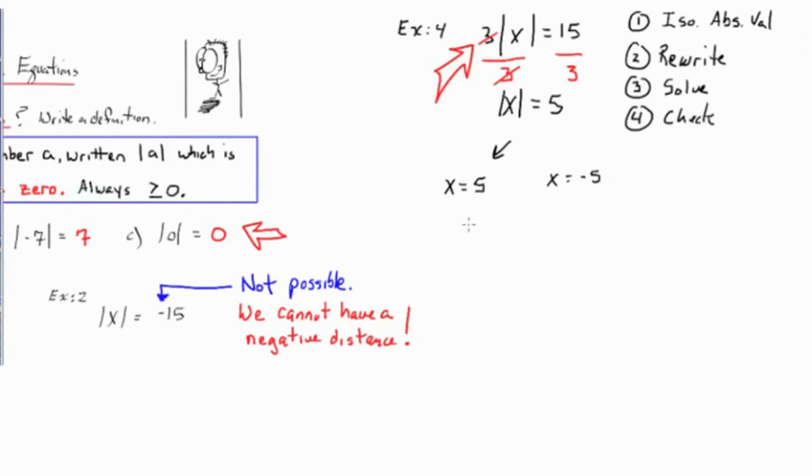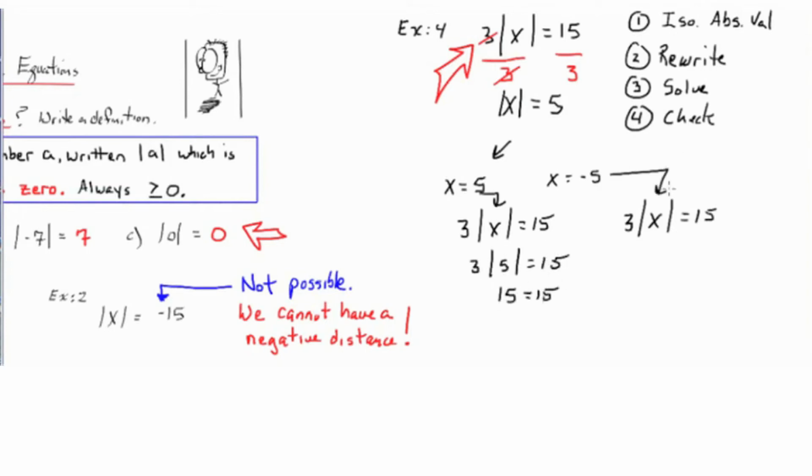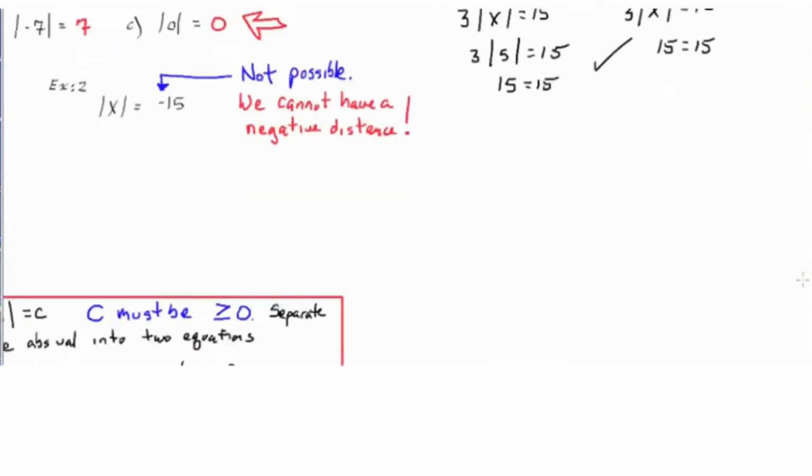Well, it's already solved for us, so let's just check it, put it back in the original equation, and it's going to work out. We get 15 equals 15 for both.